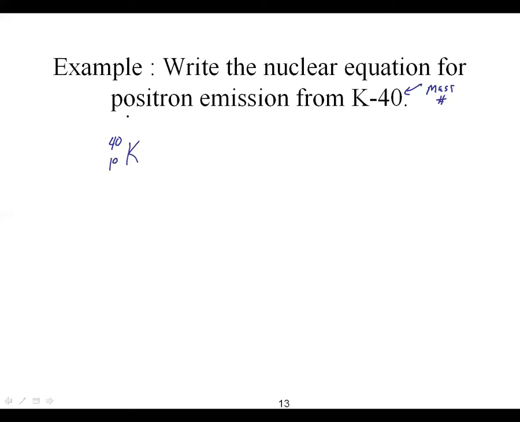Positron emission, again, the key word here is emission. That means we're going to give off a positron particle, which again, you could either use as the beta symbol with the +1, or you could use the E symbol if you like, with the +1 as well. And that means that our missing atomic number would be 19 minus 1, which would be 18. And if we go to the periodic table there, number 18 is argon.